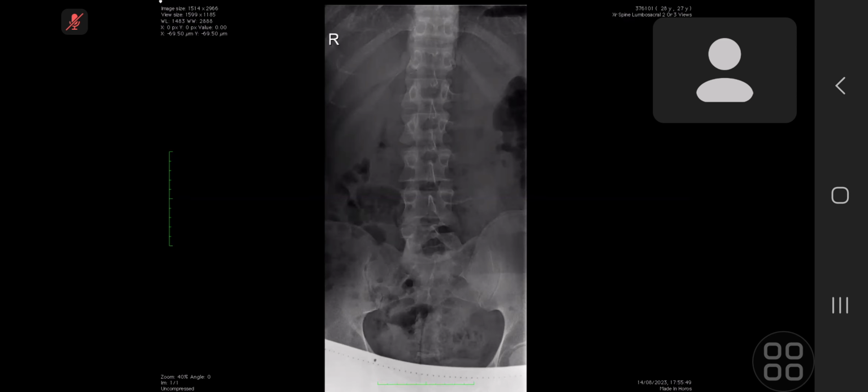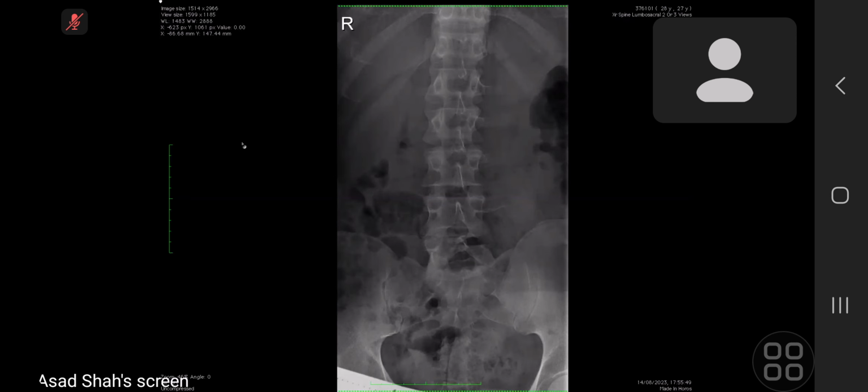I can't appreciate any gross fracture. Obviously, this is an AP projection, and this is a patient who's come in with severe leg pain. In my day-to-day practice, I'd also look at a lateral projection at the same time. I can't see anything that's jumping out at me at the moment.